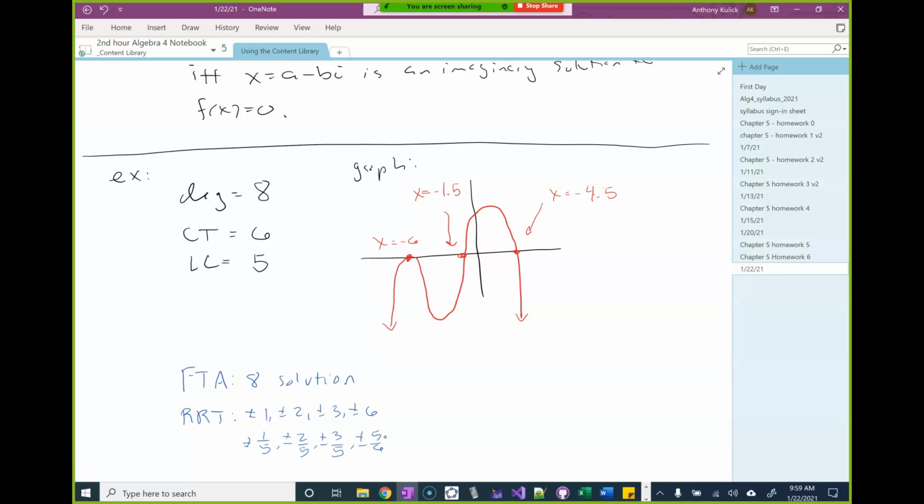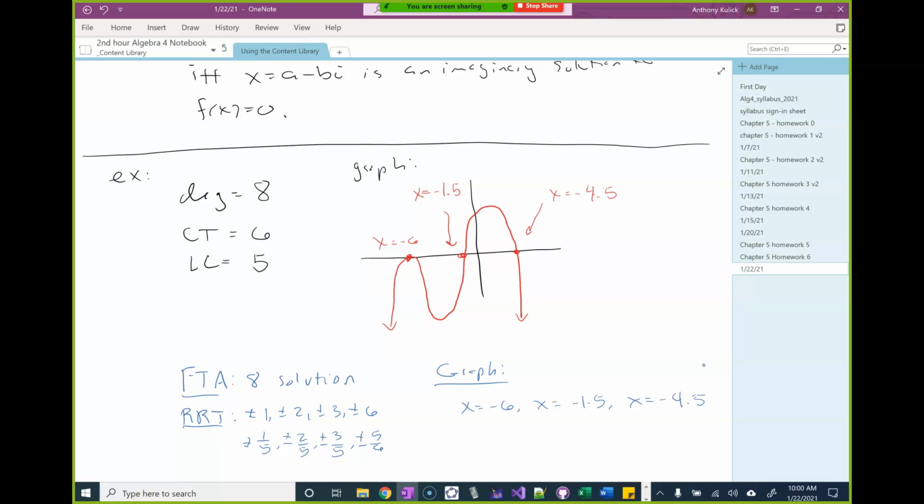For my graph, I can clearly see the x-intercepts are these. Now let's look at these x-intercepts and try to decide whether they are rational or irrational. How do we do that? We check to see if they're on our RRT list. Is -6 on our list? Yes. So that tells me that this is rational. That's something I could use synthetic division with.